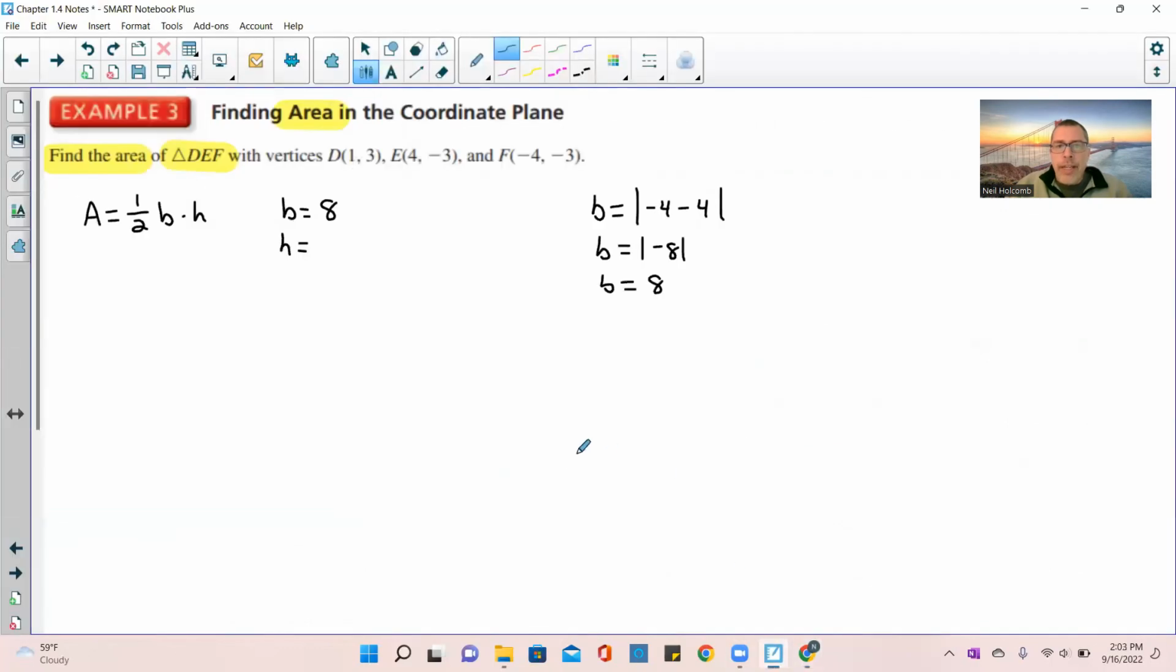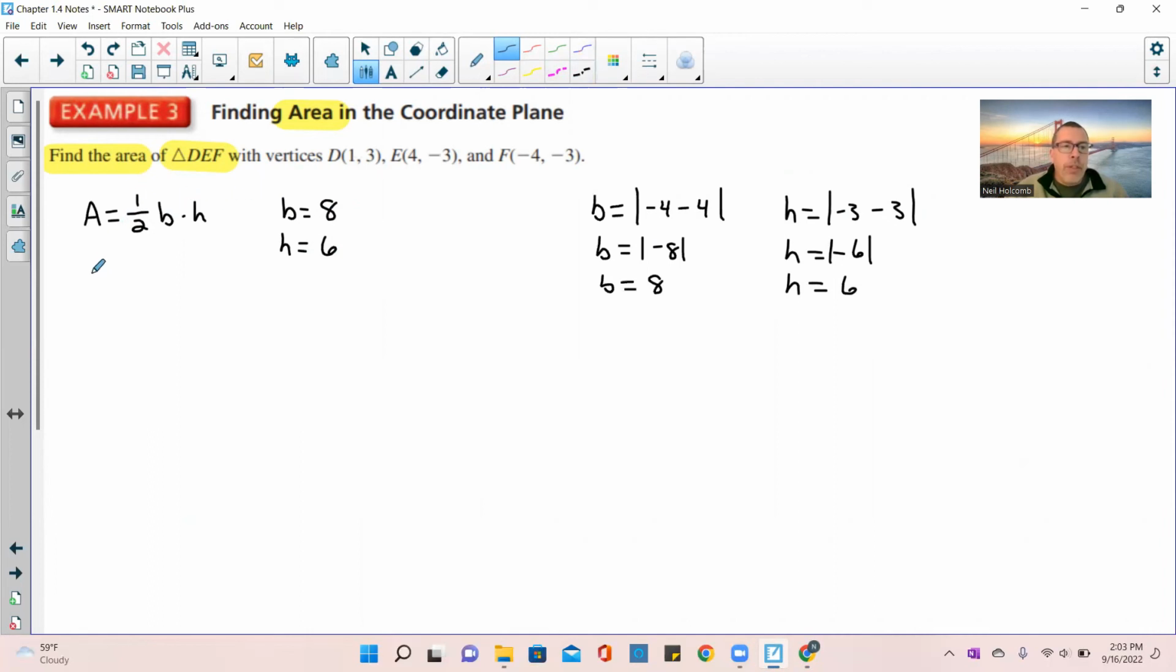So we could do that again and say h equals the absolute value of -3 minus 3. And h equals the absolute value of -6. So therefore h equals 6. And I'll put that there. So now we know what B is, we know what H is. Now we substitute our givens into our formula.